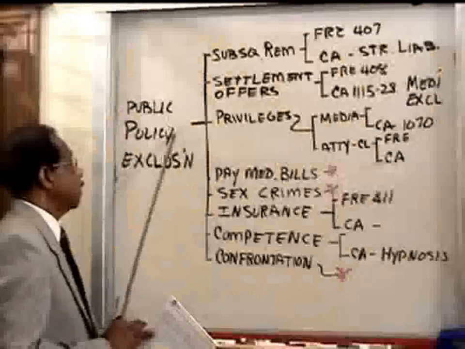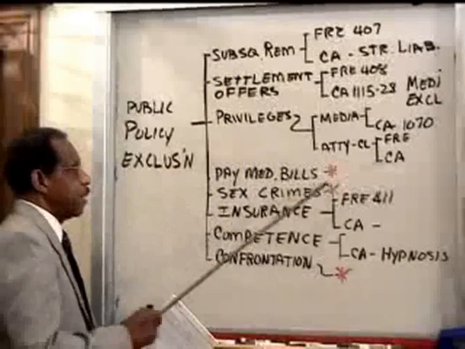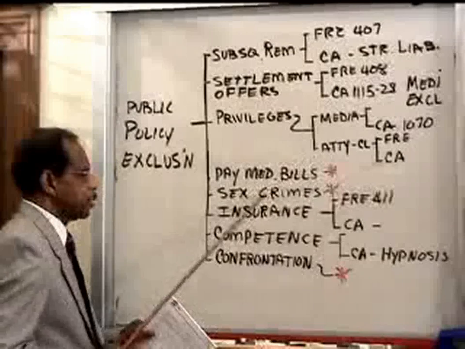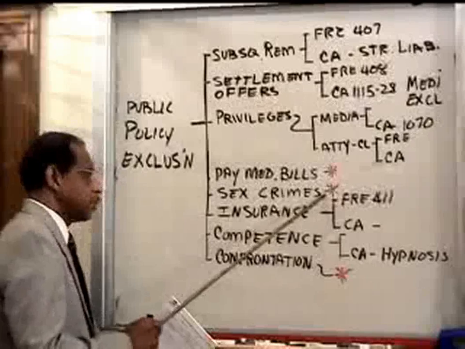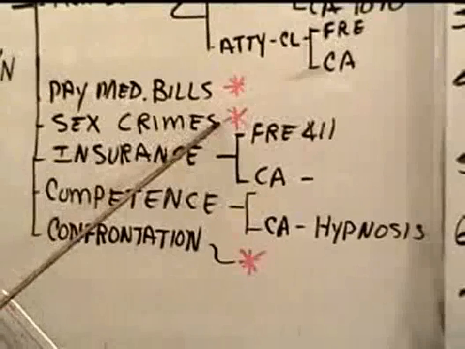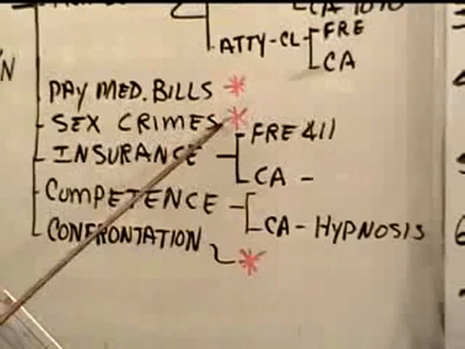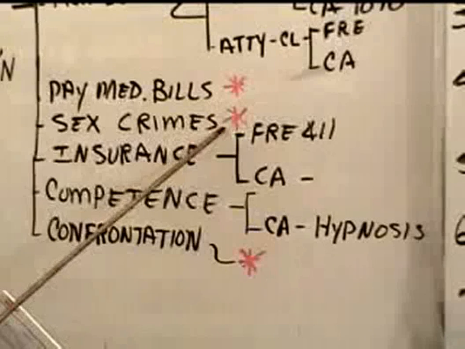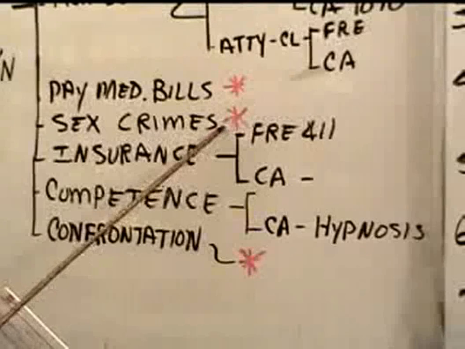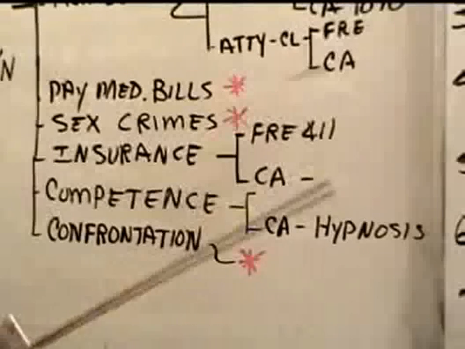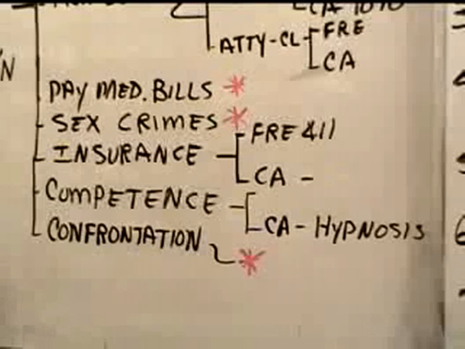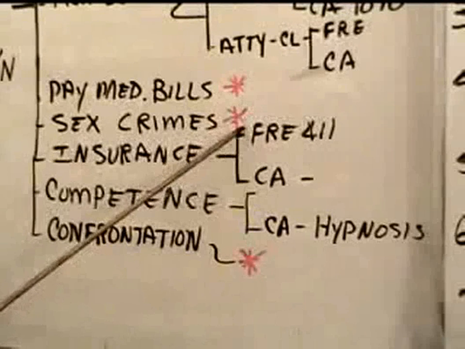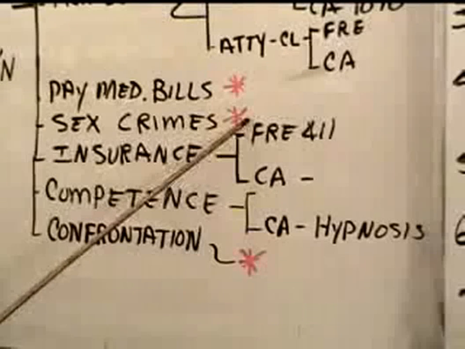Next, under these public policy exclusions, payment of medical bills, essentially the same under both systems. Sex crimes are pretty much the same under both systems, but the reason I haven't spent a lot of time here is because the history of the bar really suggests that they're not going to test the rules of evidence very often in the area of sex crimes. I'm not quite sure what the reason for that is. It's never been done. They don't test in this area on the essay part.